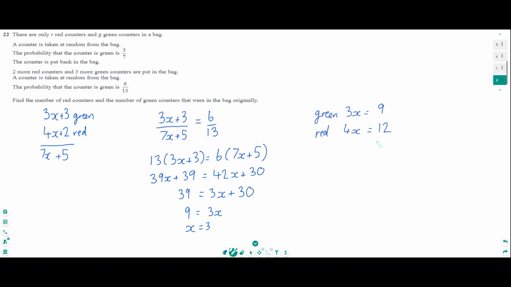Now, the trick with this particular question is if you look at the very beginning, it says there are only R red counters and G green counters in a bag. So the temptation is to create an equation with R and G in it. Now that gives us two unknowns, and that's going to be difficult to work out. If we can have it with just one variable, and in this case we've chosen the variable x, then it's easier to calculate the probability.